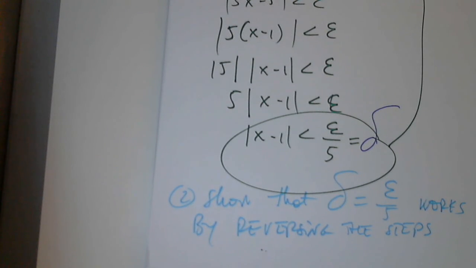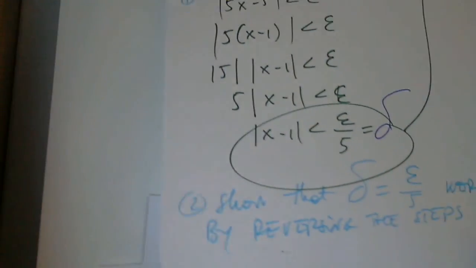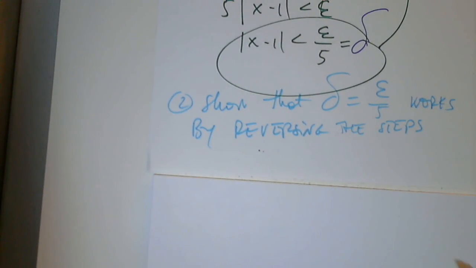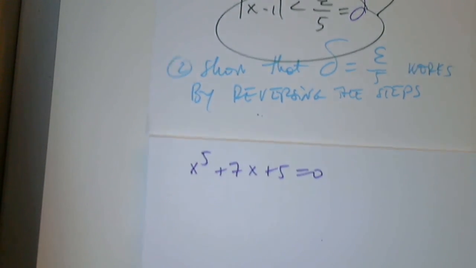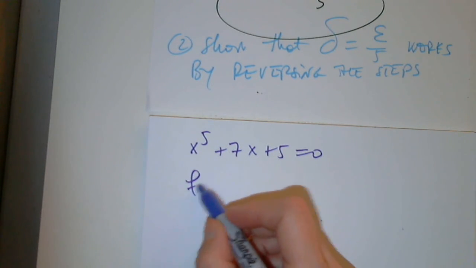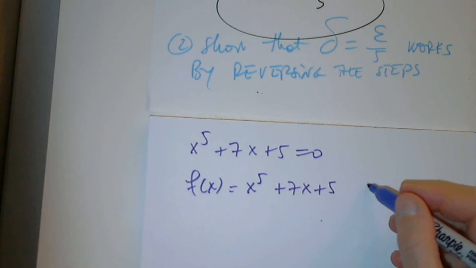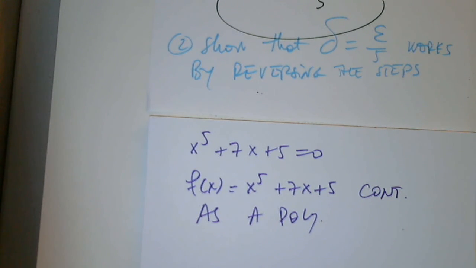Seven. Okay. So we are given x to the 5th plus 7x plus 5 equals 0. We're asked to use the intermediate value theorem to show that there is a solution somewhere. So this is f of x, which is x to the 5th plus 7x plus 5, a function that is continuous everywhere as a polynomial function. Now I only have to determine an interval. So let's determine an interval.